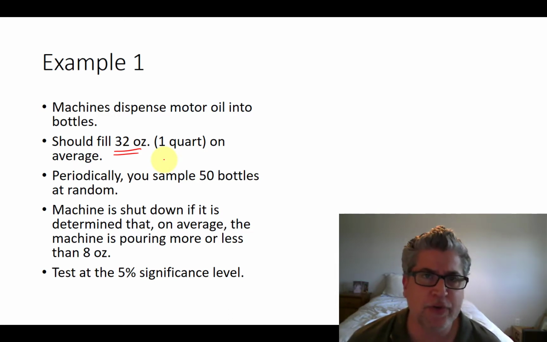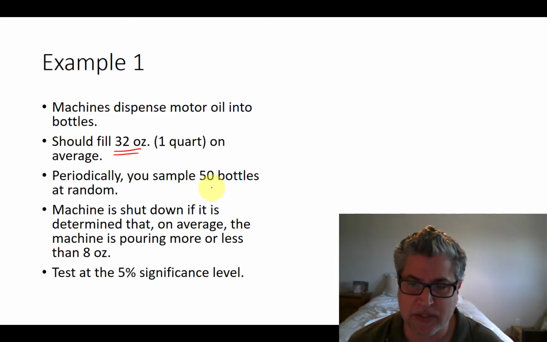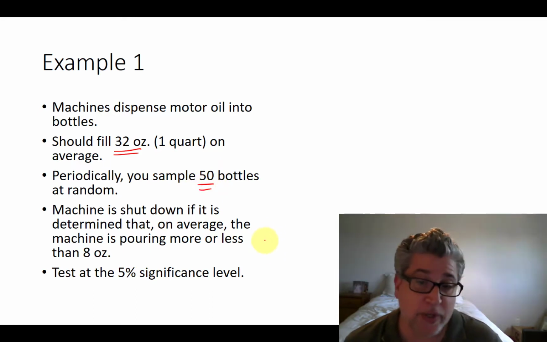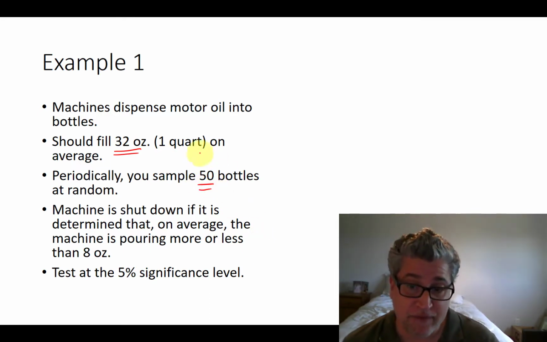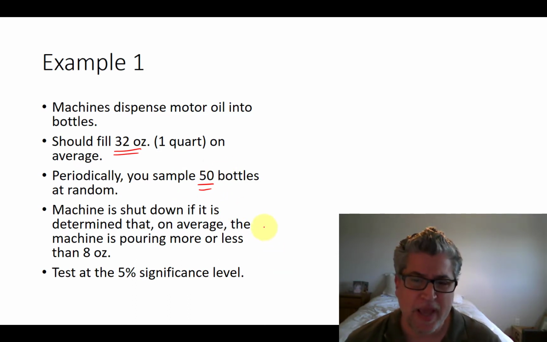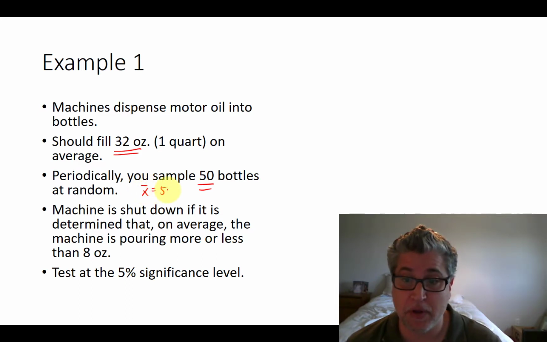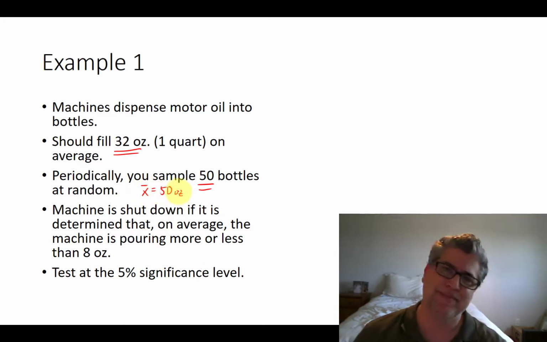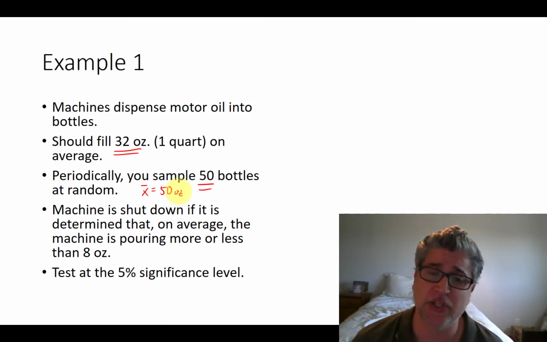Now, how do you know if your factory, your machines, are working properly? Well, every once in a while, you're going to take a sample of 50 bottles, and you're going to calculate the average fill, the average amount of fluid in those 50 bottles. And if you get a sample average that's way different than 32 ounces, something's probably wrong. So if you get a sample average of, let's say, 50 ounces, your machine's broken. You need to shut down the assembly line and fix your machine.